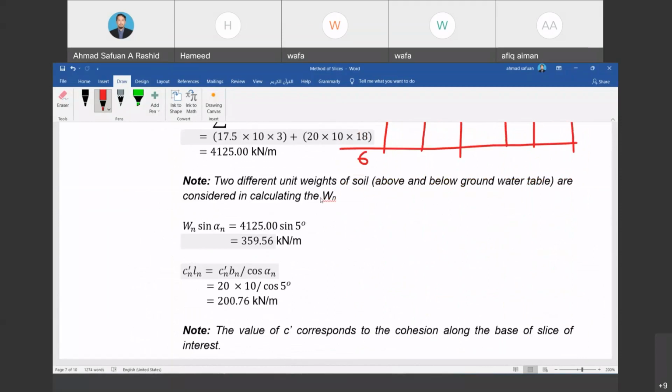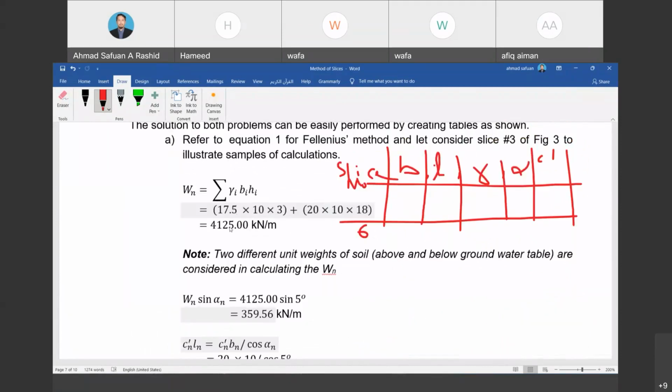So the W will become 4125. Two different unit weights of soil, above and below the groundwater table, are considered in calculating the W. So that is what I want to tell you: by using the flow net, the HW is less than the actual H2, the height that represents soil number 2.